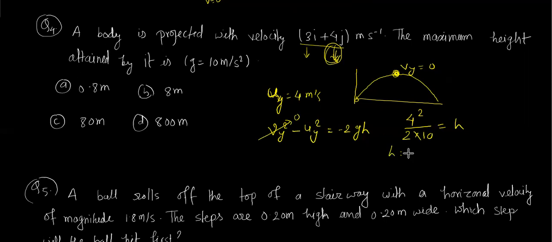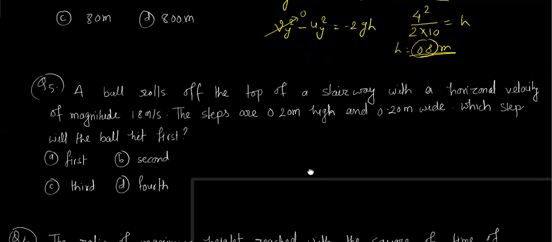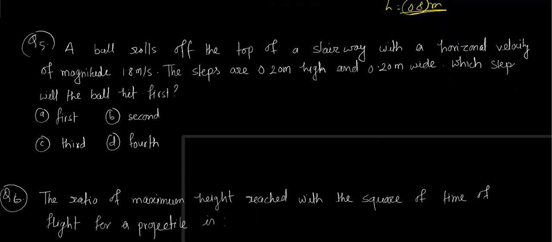Now if you solve all this, this is 16. If you cancel it by 2, you will get 8, and if you divide it by 10, then it will be 0.8 meter. Okay, so I think it is clear.